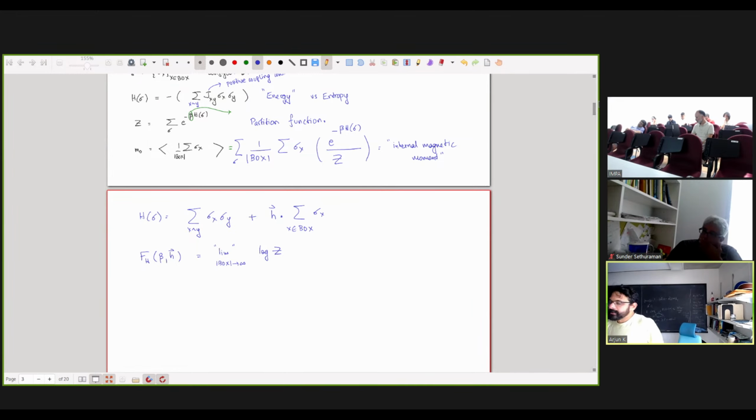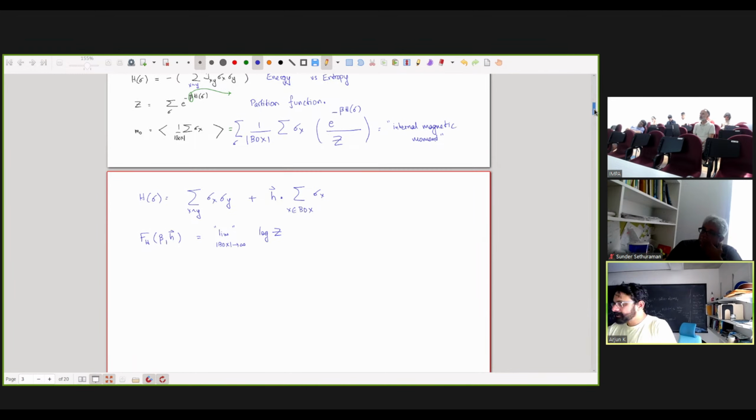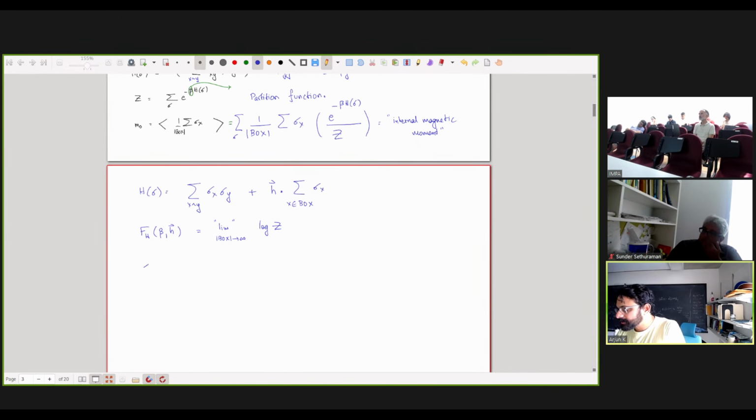Okay. And I should note that this magnetic moment that I've defined above is the derivative of F with respect to h, at h equals 0.